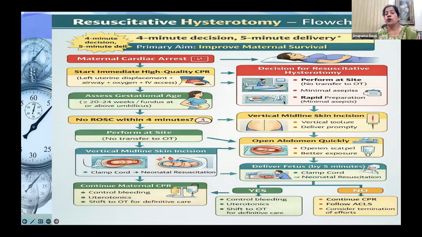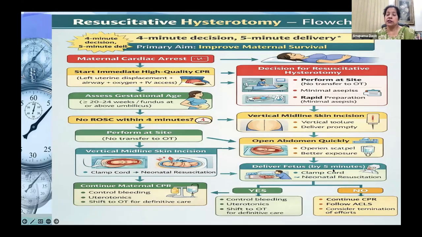Minimal equipment is required. You can wear gloves and take a scalpel, clean the abdomen with betadine solution if it is available. The incision which is advised is a vertical incision. Give a vertical incision. Go up to the uterus, give a transverse incision on the uterus or even a vertical incision on the uterus and deliver the baby as fast as possible. Within 5 minutes, deliver the baby.